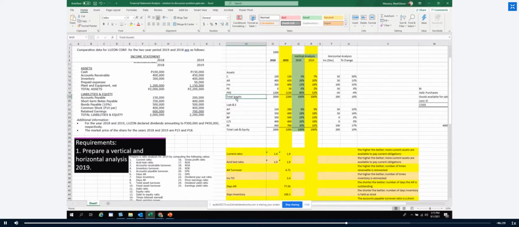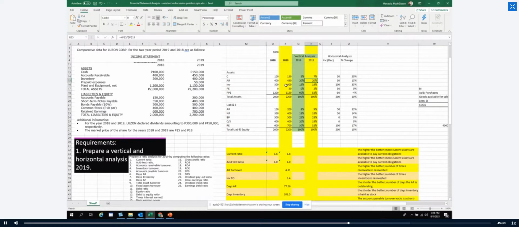So what is the contribution of cash to your total assets? Basically, that's what we're looking into in vertical analysis now. So imagine your cash. You only have 7% cash of the total assets, and the AR is 20%. So let's do it one by one. How do we calculate for this? Again, 150 divided by 2,200,000. So that's 7%. 450 divided by 2,200,000. So that's 20%.